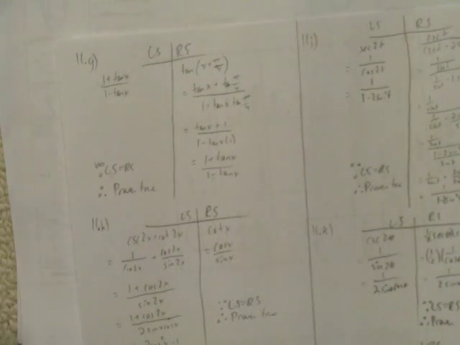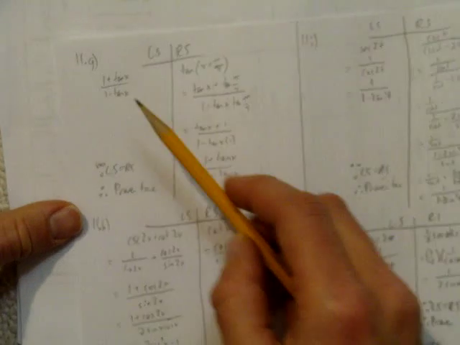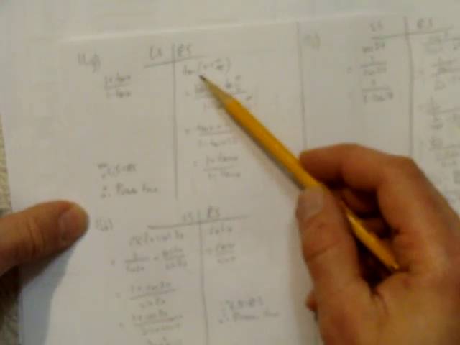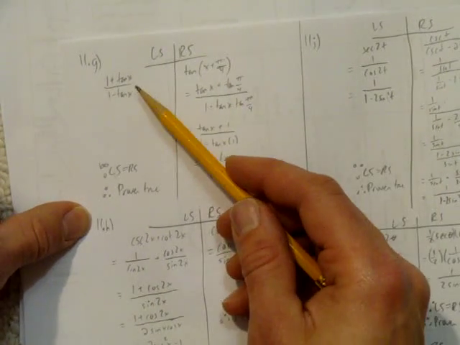This is proving trig identities from page 417, question 11. Trying to prove 11g first. It's (1 + tan x) over (1 - tan x), proving that's the same as tan(x + pi/4). Well, I didn't know where to go with the left-hand side. It turned out I didn't need to do any work there, but I couldn't see how to simplify that nicely.